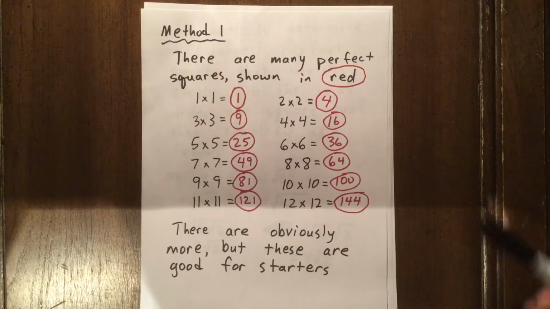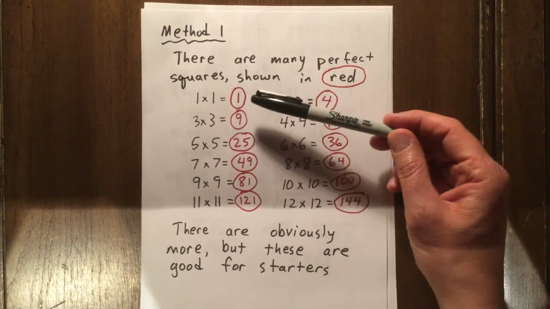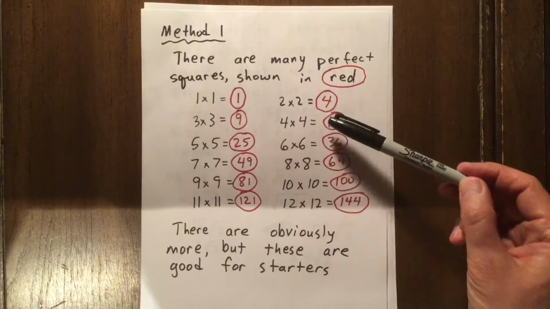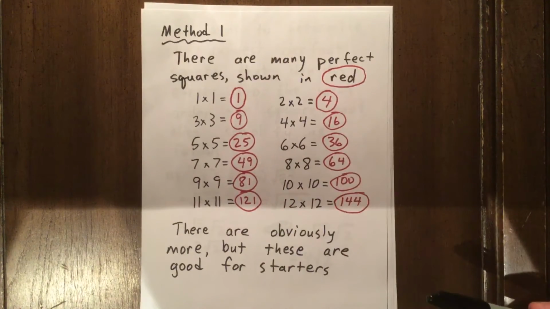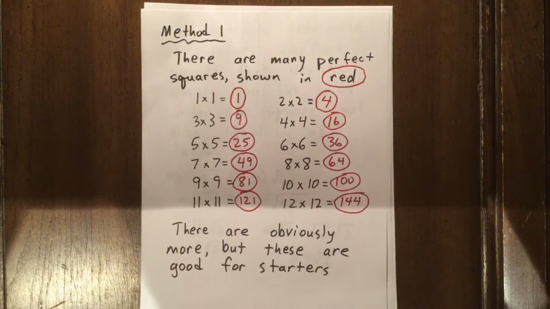There are many perfect squares shown in red. For instance, 1, 4, 9, 16, 25, etc. All of these red numbers are perfect squares because there's a number that multiplies by itself to turn into that perfect square. And there are obviously more than these, but these are good for starters. If you can remember what those perfect squares are, that'll be good for you.